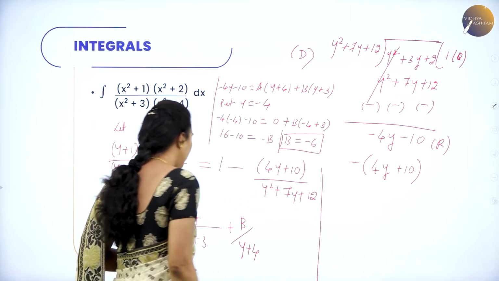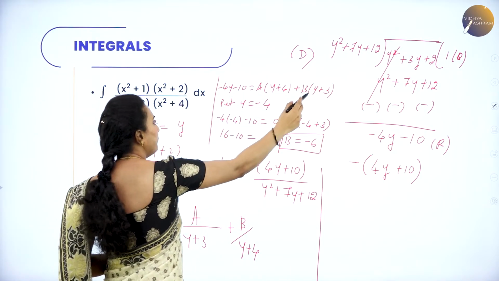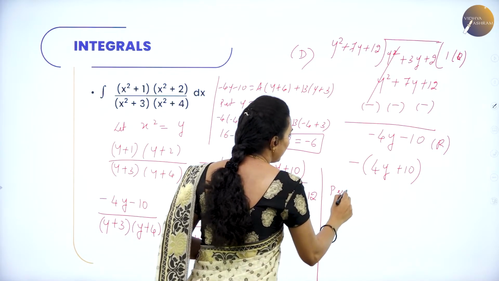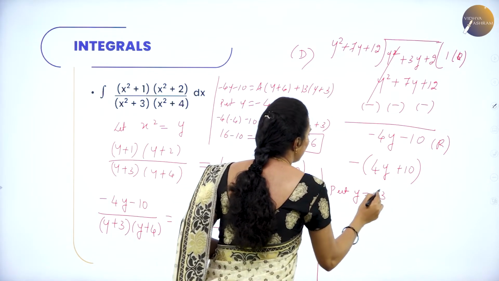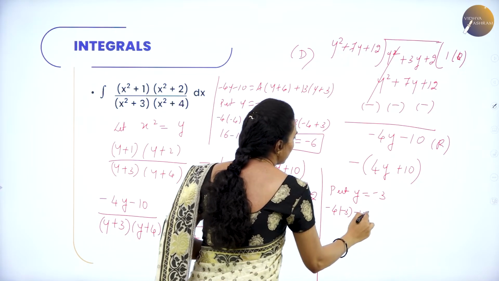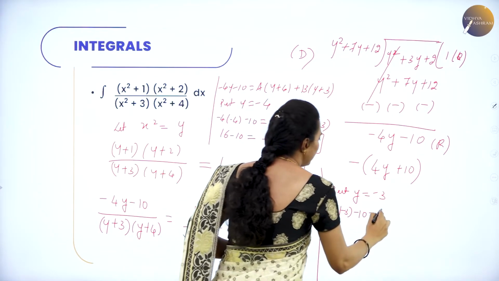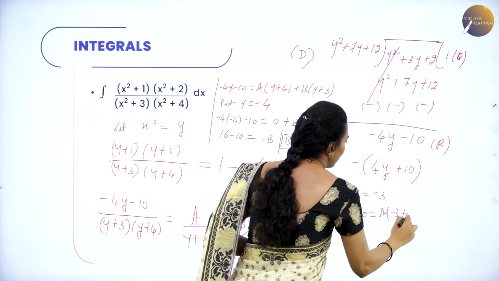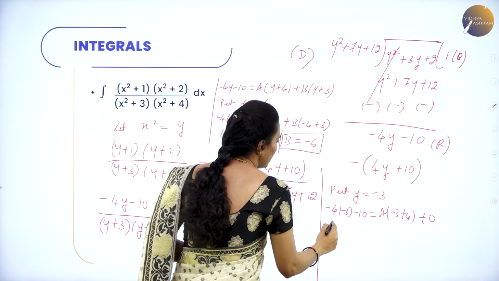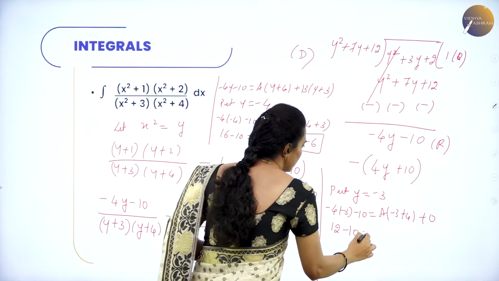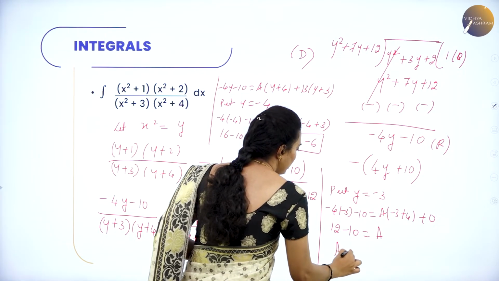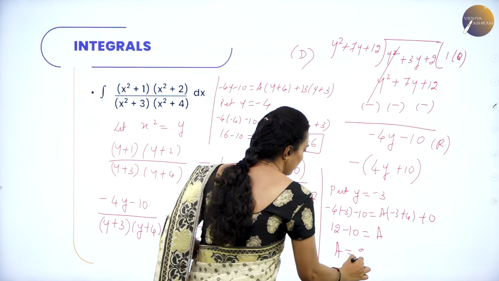Now again, I don't want the b term here, so put y is equal to minus 3. If you put y is equal to minus 3, you get minus 4 into minus 3 minus 10 is equal to a into minus 3 plus 4, plus b is 0. Now minus 4 times minus 3 is 12, minus 10 is equal to minus 3 plus 4, which is 1 into a. Otherwise, a is equal to 12 minus 10, which is 2.